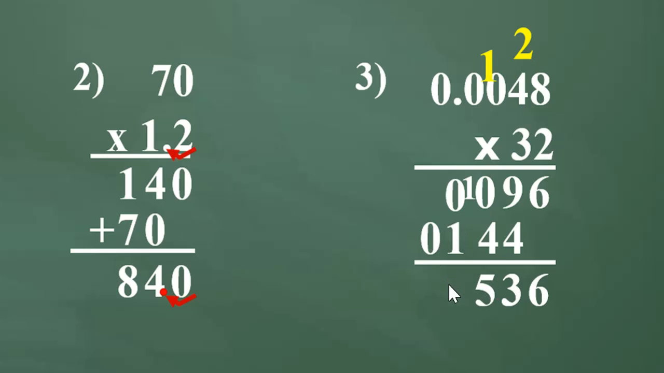Then bring down 1 and 0. Then count the decimal places on our given. How many decimal places do we have? 1, 2, 3, 4. Correct. So we will move 4 decimal places to the left. 1, 2, 3, 4. So our answer will be 1,050.536 ten-thousandths. Did you get all correct answers? Very good.